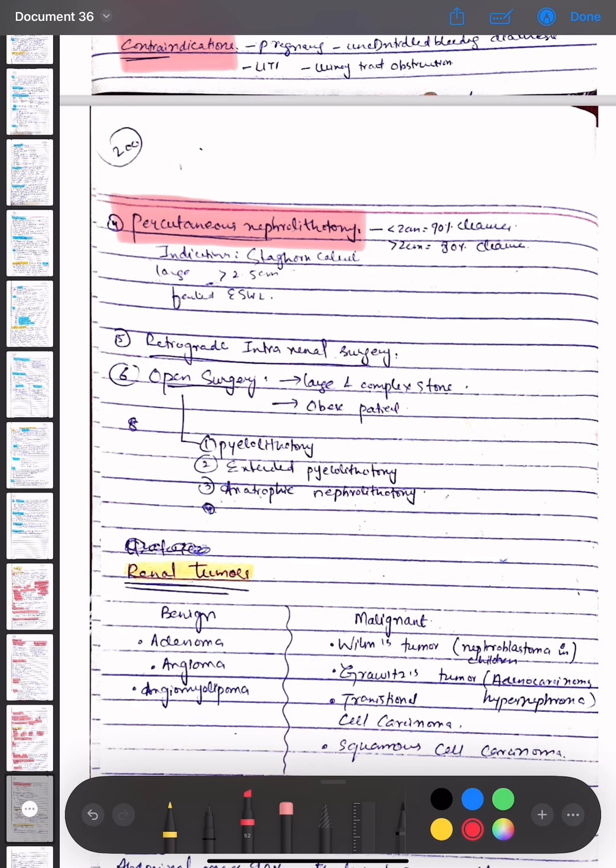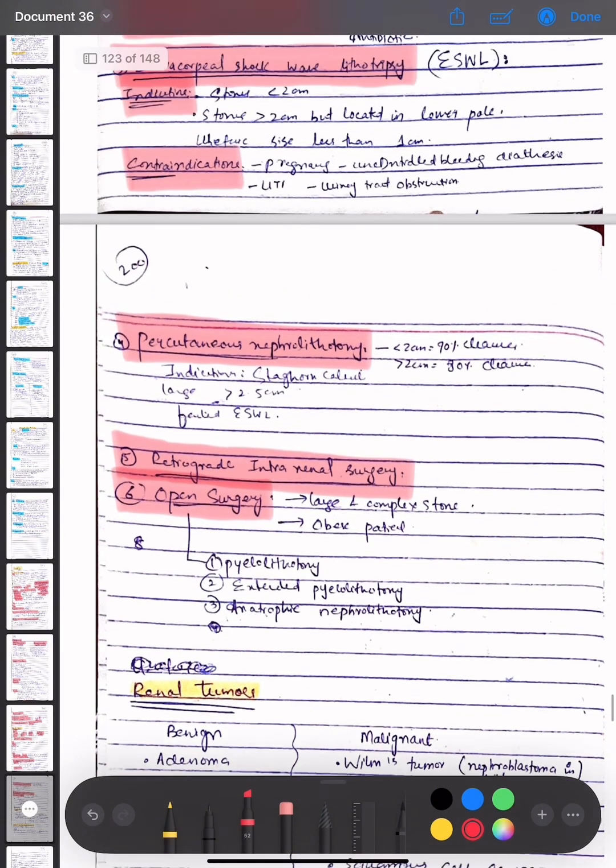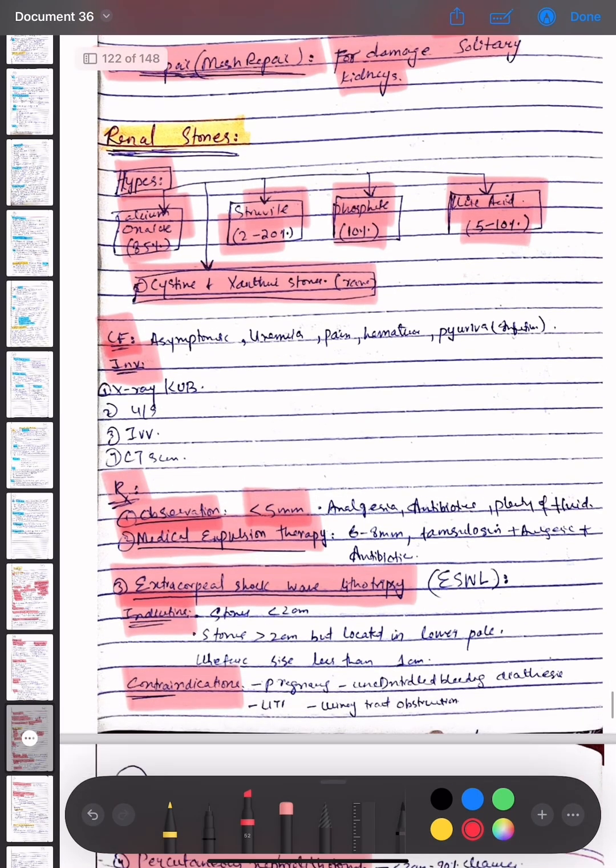Then retrograde intrarenal surgery is done, and then open surgery is done. The open surgery is for large and complex stones and for obese patients. Pyelolithotomy, extended pyelolithotomy, and anatrophic nephrolithotomy are the surgical procedures. So we have discussed renal stones and their types.